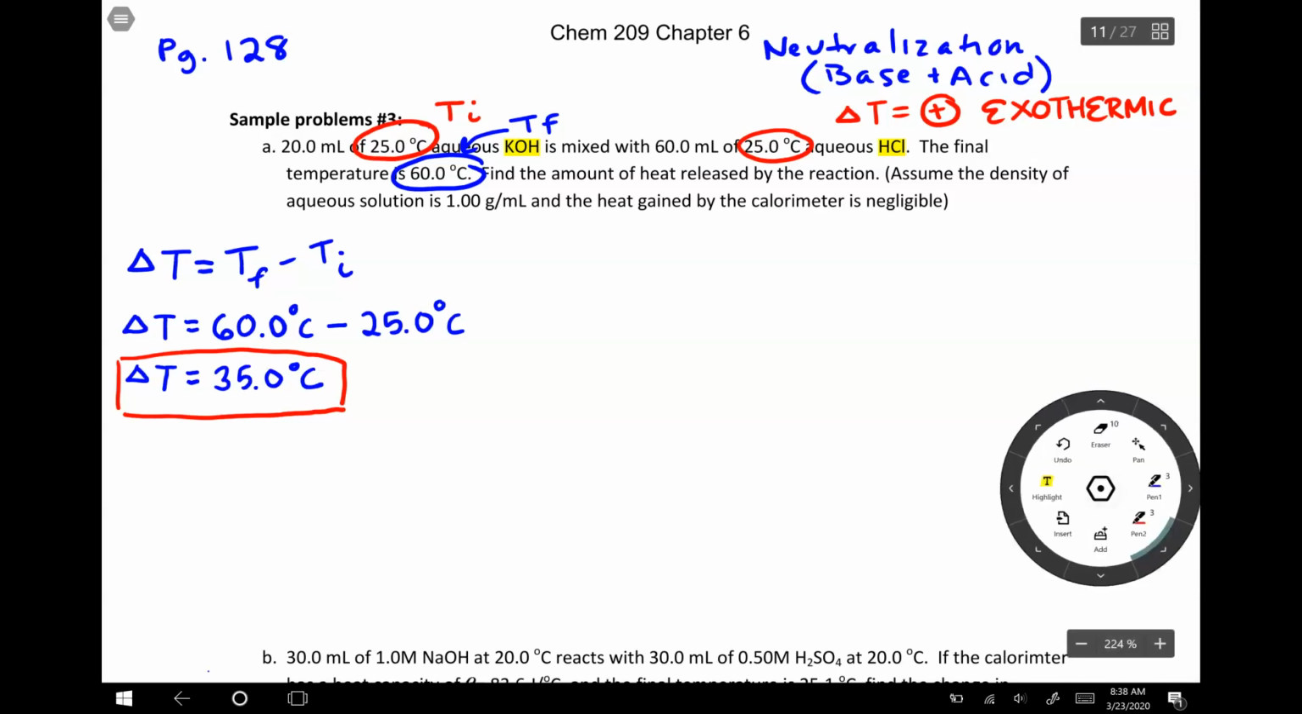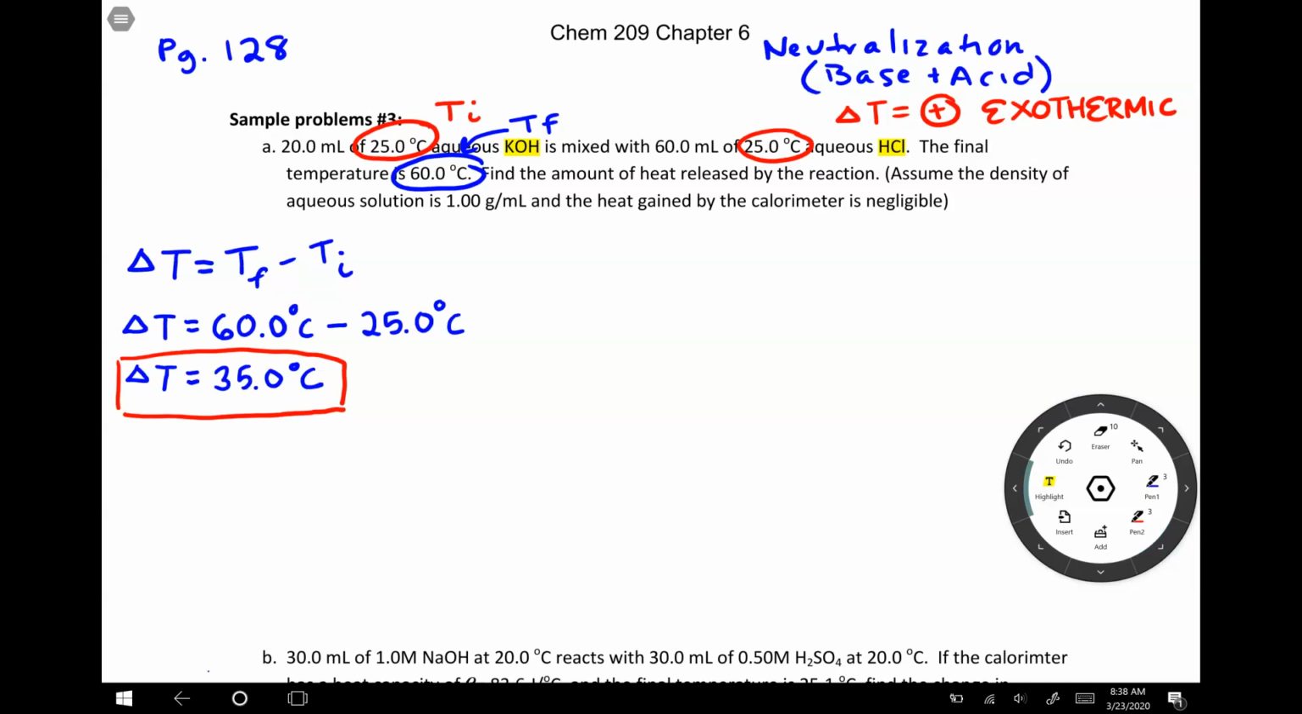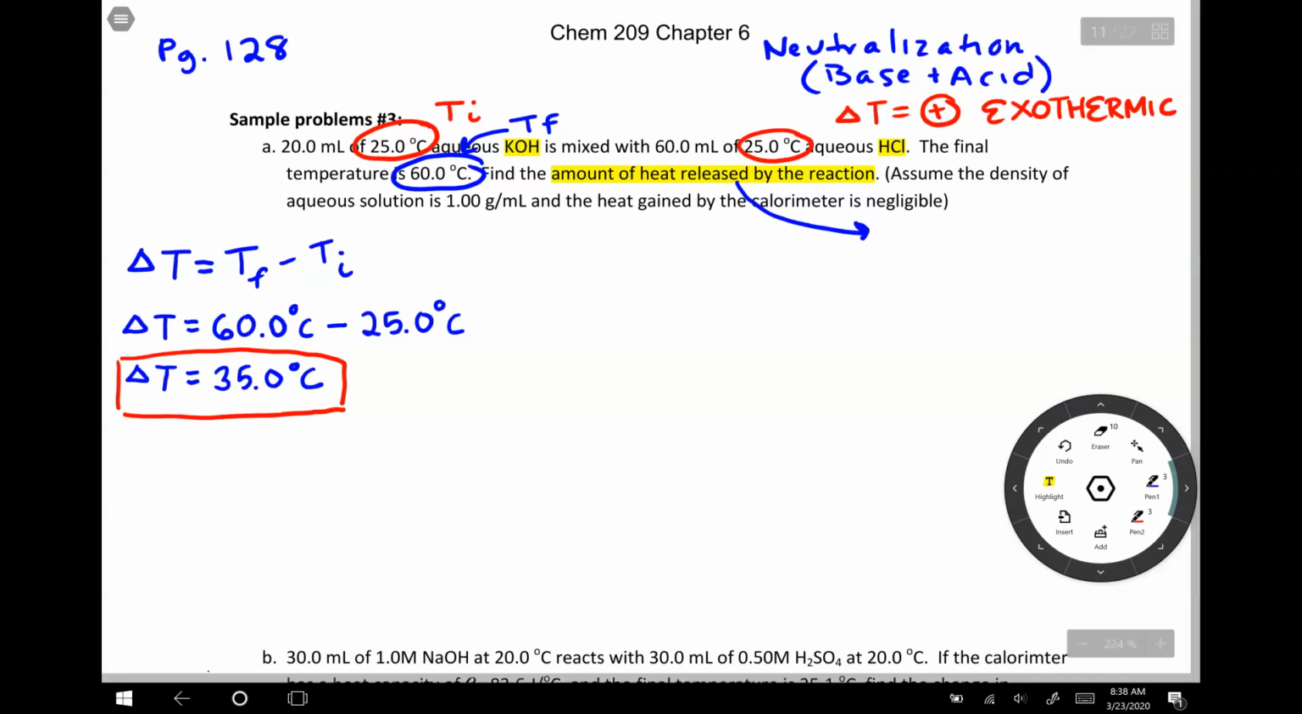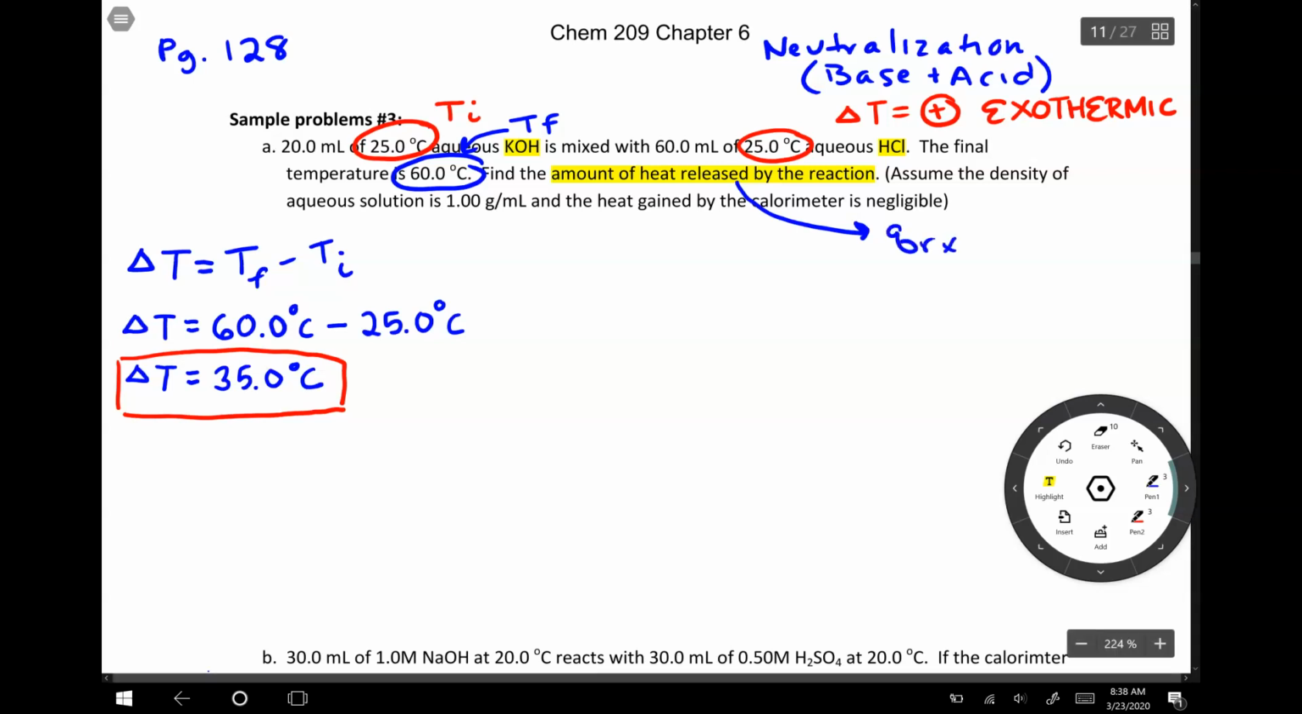Now the thing that I'm trying to find for this reaction is how much heat is released. So the question here says find out how much heat is released, the amount of heat released by this neutralization reaction. This is the thing that I'm trying to find, and the term that I'm really solving for in my equations is Q reaction. That's the heat that's being released by the chemical reaction. That's what I want to solve for.